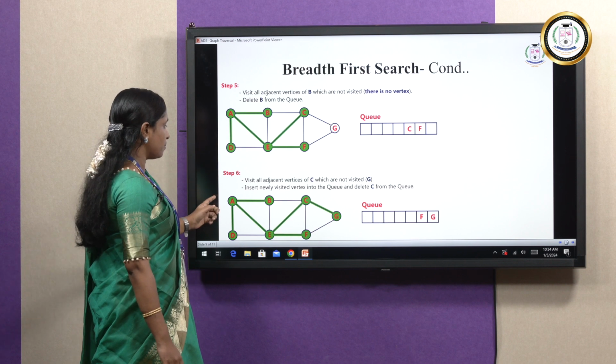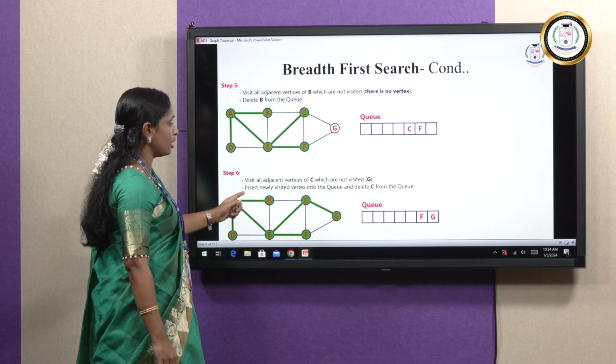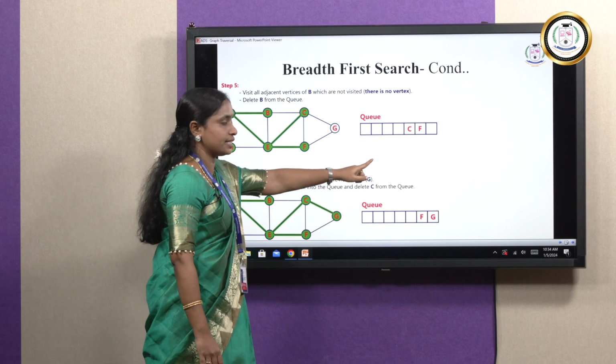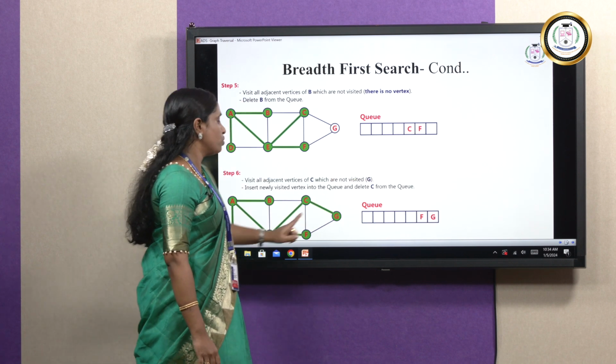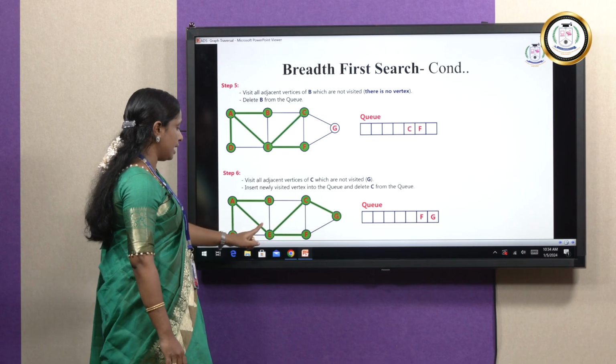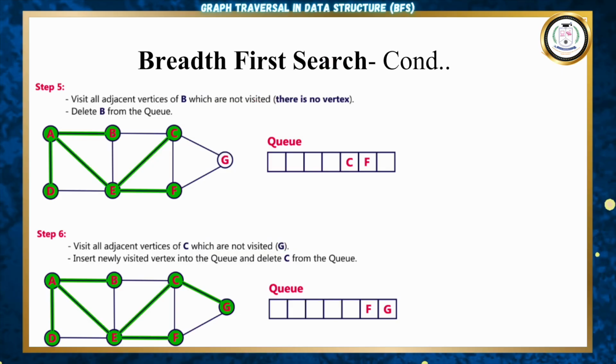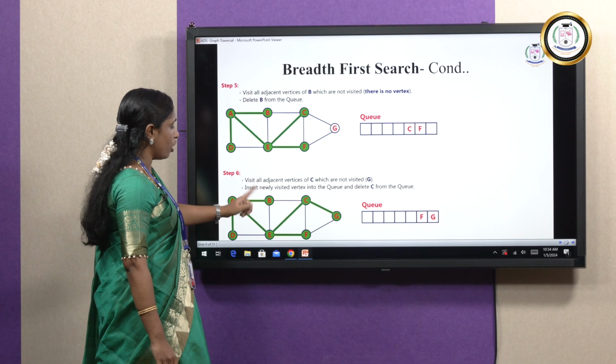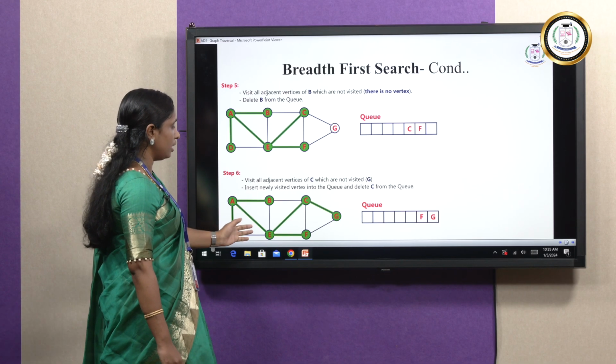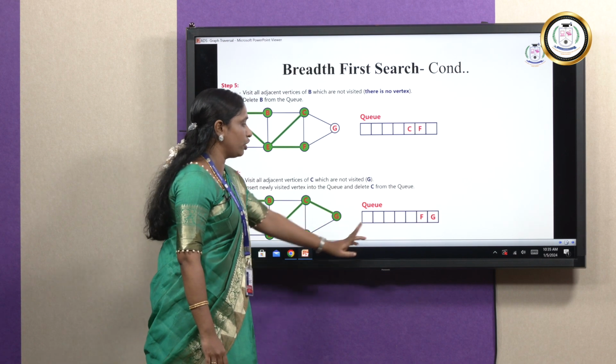Step 6, visit all the adjacent nodes of C because C is present in the queue. What are the adjacent nodes of C? E, F, G and B are the adjacent nodes of C. B and E are already visited, so we ignore those. We insert F and G into the queue here.